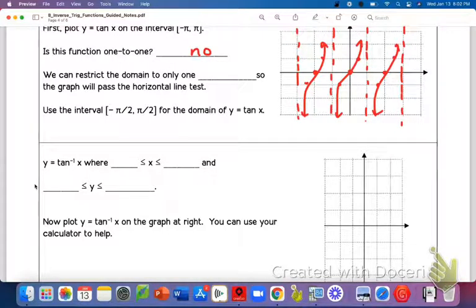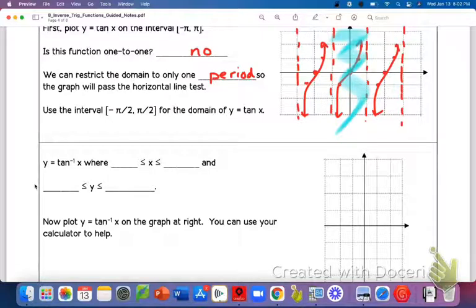All right, so definitely not 1 to 1. So what we could do here is restrict our domain to just 1 period. Because if we just stuck to 1 period, then I would definitely pass the horizontal line test. So we're going to stick to the interval -1/2 a pi to +1/2 a pi. So that's that middle chunk right here for our domain.